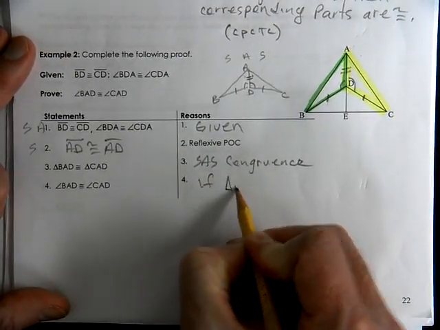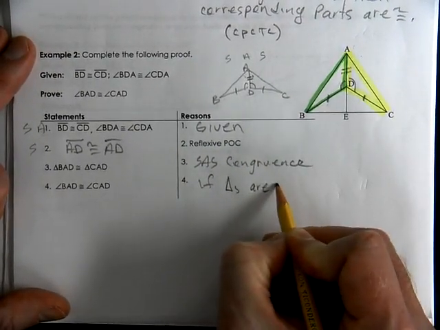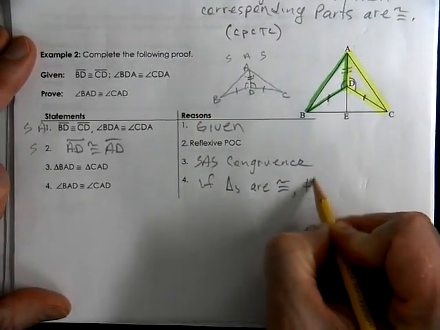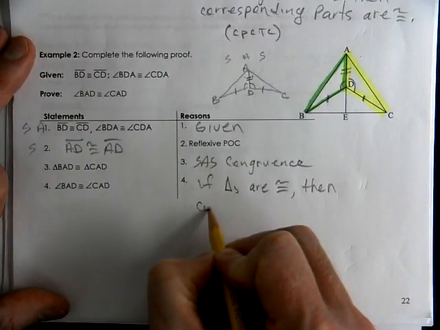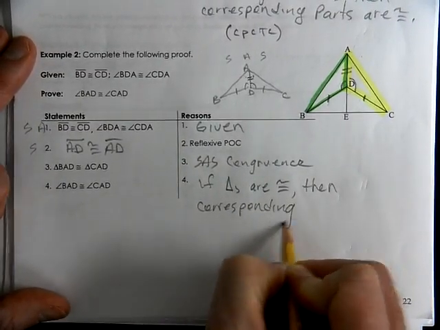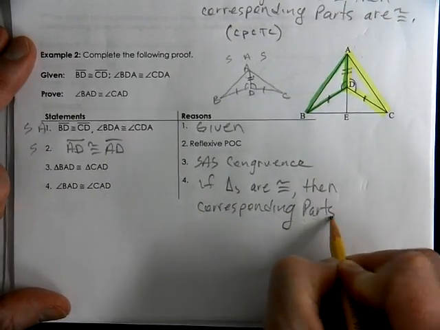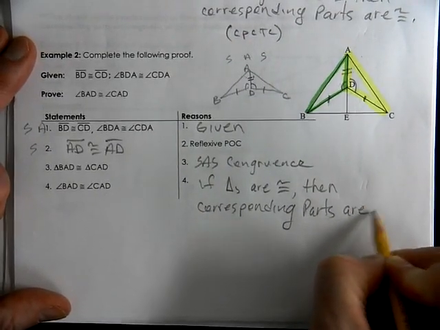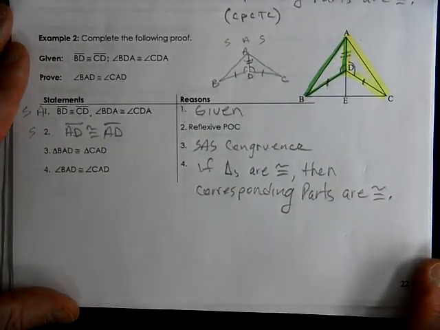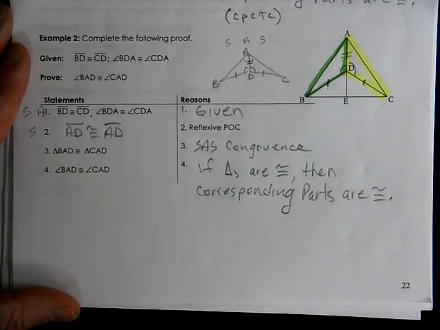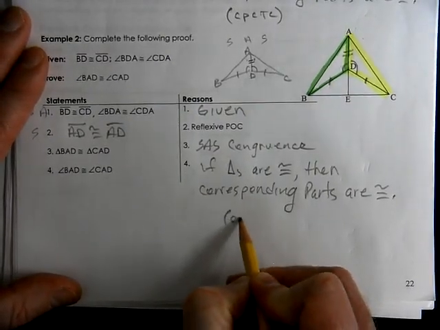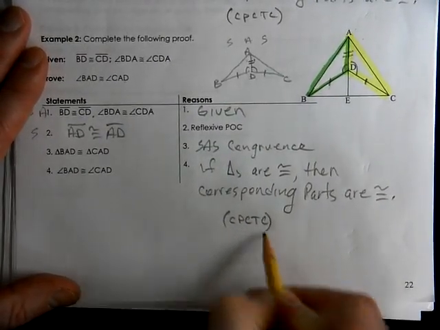Since the triangles are congruent, then corresponding parts are congruent. Because the triangles are all the same size, we know their parts have to be the same size. We can abbreviate that with CPCTC.